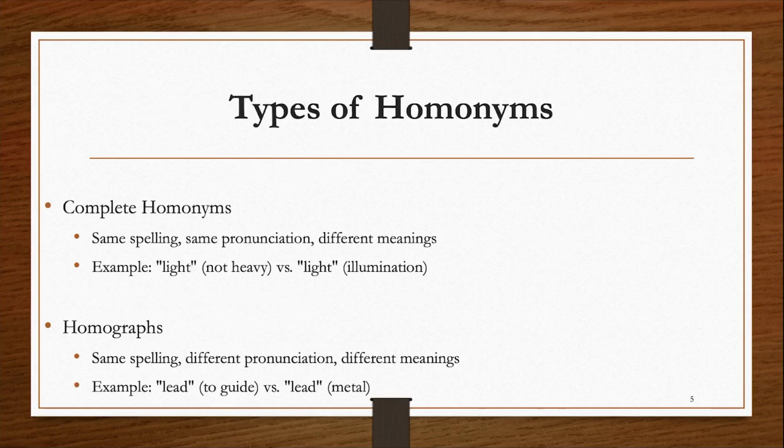Now moving ahead, some types of homonyms. Now first is a complete homonym, that is same spelling, same pronunciation, and different meanings. For example, the word light. So light also means something that is not heavy, that is easy to carry, whereas light also means illumination.